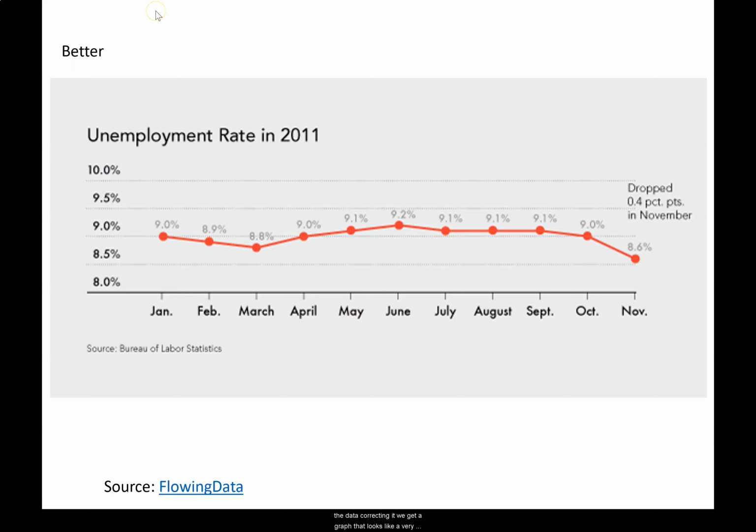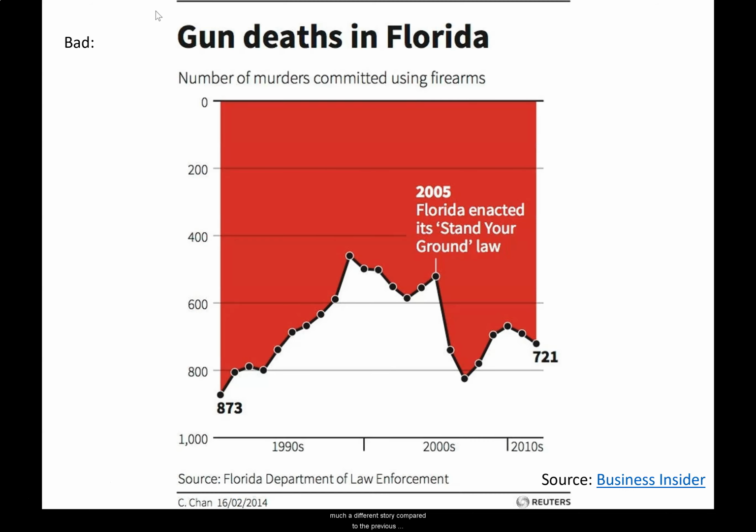Correcting it, we get a graph that looks like this. Very much a different story compared to the previous graph. Another situation of misleading graphics in politics. Here's a graph indicating the number of murders committed using firearms in Florida. And they make it a point to show in 2005, Florida enacted its Stand Your Ground law, which gave people a legal right to match force with force if they were attacked. And it seems, at least from the graph, first glance, gun deaths have decreased.